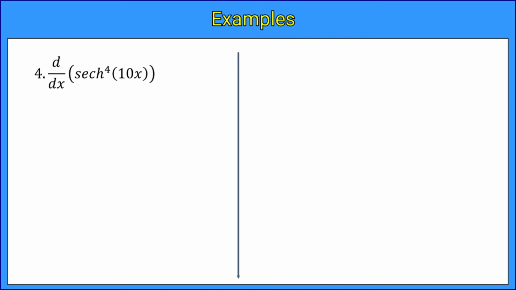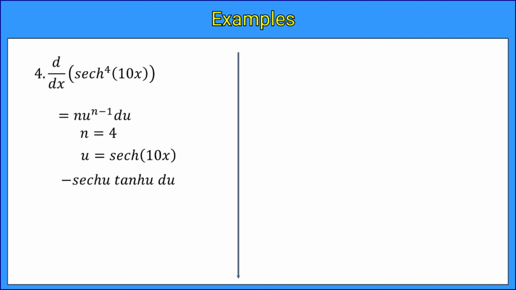And let us now take a look at how we can apply the derivative for finding this hyperbolic secant to the 4th power 10x. Again, we're going to use the chain rule on this part. The chain rule basic format will be n u raised to n minus 1 du. And our n is automatically the exponent itself, which is 4. And our u is hyperbolic secant 10x. We're gonna stop temporarily on this part because we are going to get the du value. So how to get that?